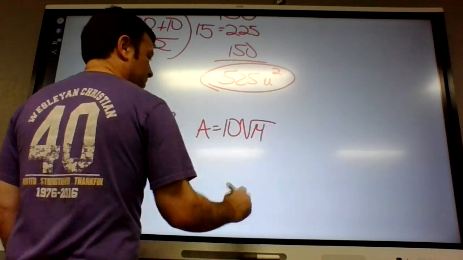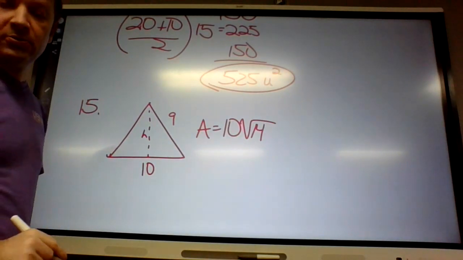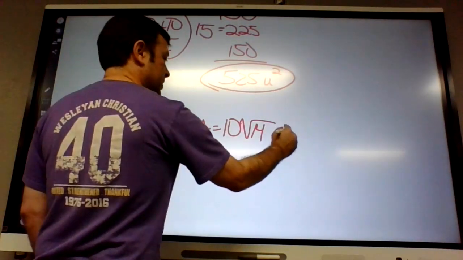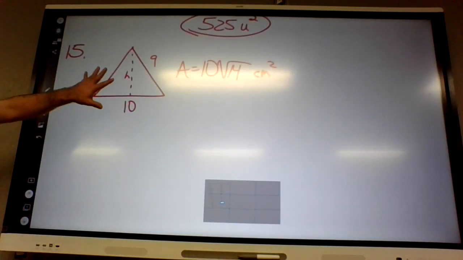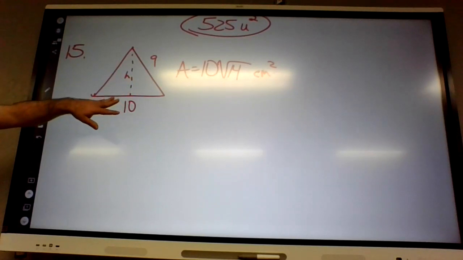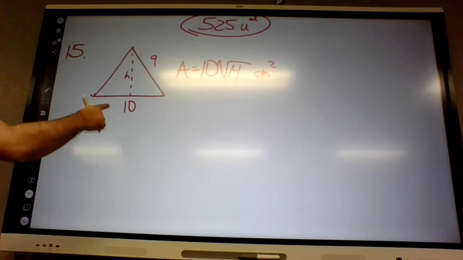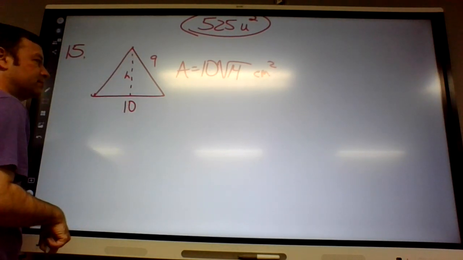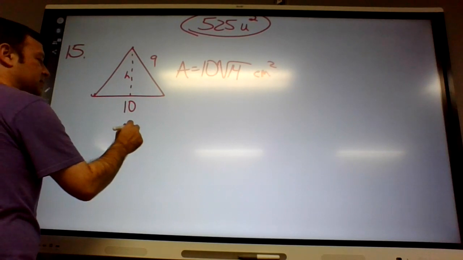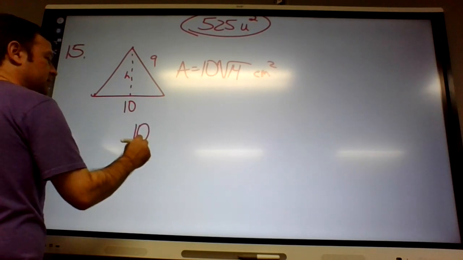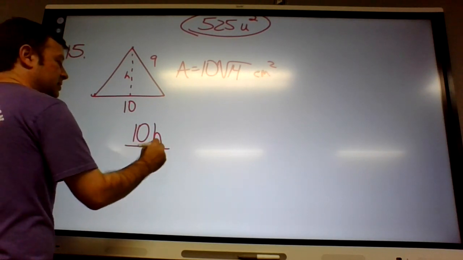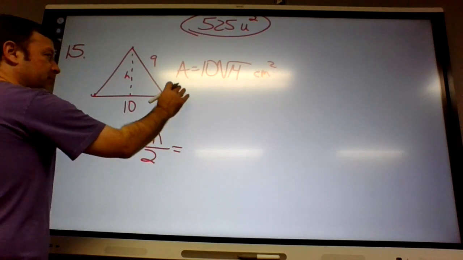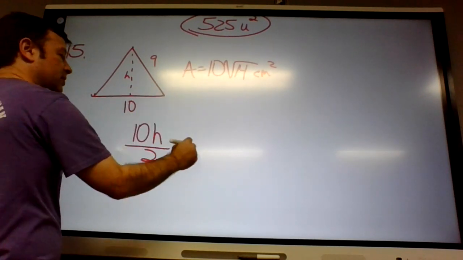So we already know the area, and what we're going to do is, Xander, if I was trying to find the area of this triangle, how would I write it? Base times height. What's the base? 10. What's the height? H. And then what do you do after base times height? Divide by 2. And that should equal the area, so that should equal 10 square root of 14.